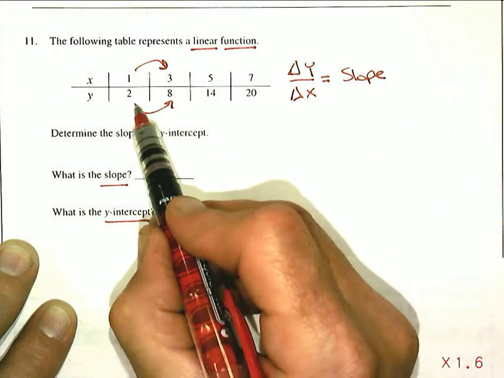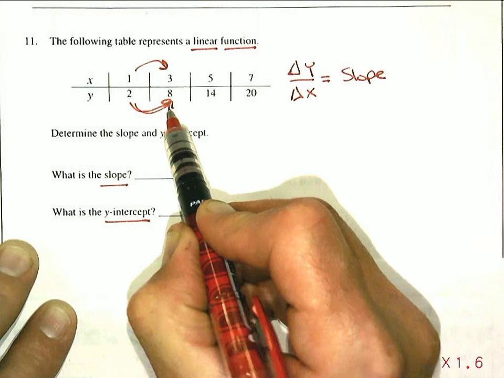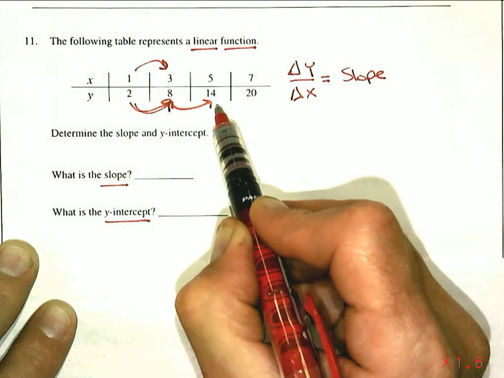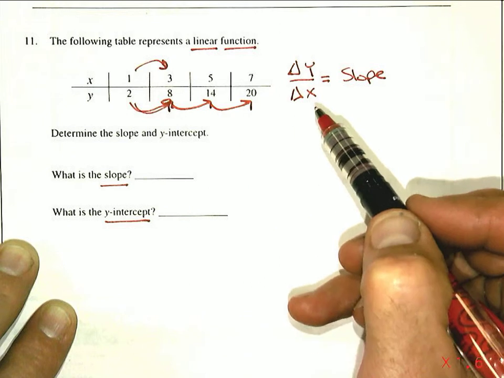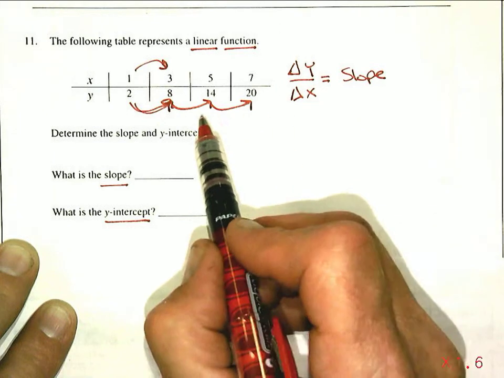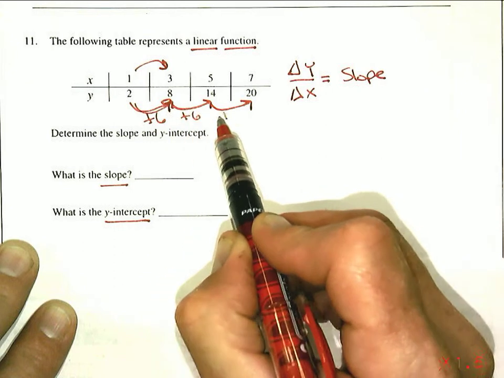if we look at the change in y, it goes from 2 to 8, and then 8 to 14, and then 14 to 20. And so that's a change each time of 6. So we go up 6 each time.